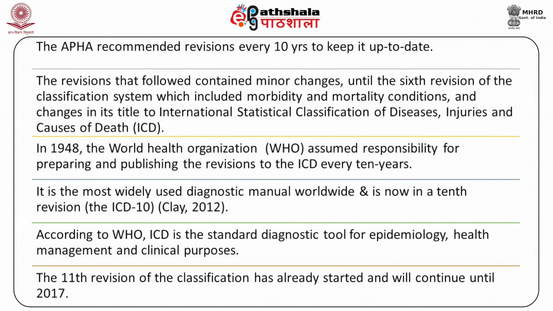In 1899, the American Public Health Association recommended Canada, Mexico and the United States to adopt it. The APHA recommended revision every 10 years to keep it up to date. The revisions that followed contained minor changes until the sixth revision of the classification system, which included morbidity and mortality conditions and changed its title to International Statistical Classification of Diseases, Injuries and Causes of Death. In 1948, the World Health Organization assumed responsibility for preparing and publishing the revisions to the ICD every 10 years.